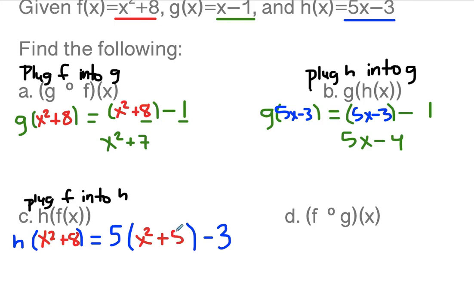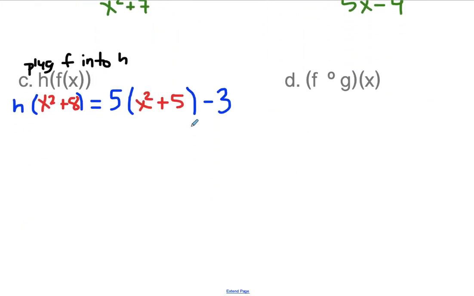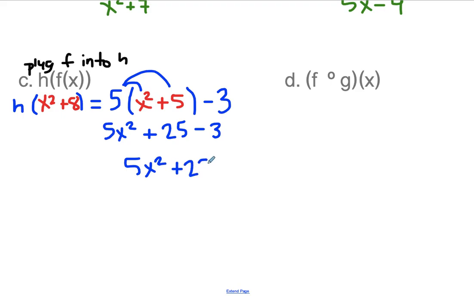Now we need to simplify. So we're going to distribute this 5, and that's going to give me 5x squared plus 25 minus 3. So we have 5x squared plus 22 is my answer. So 25 minus 3 gives me 22.